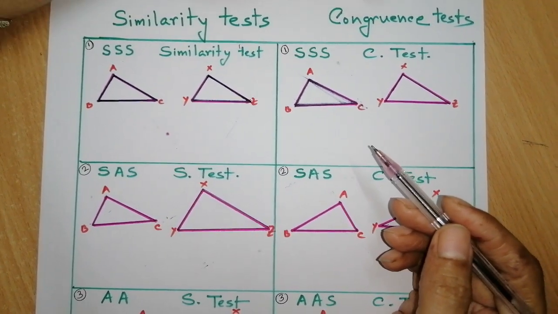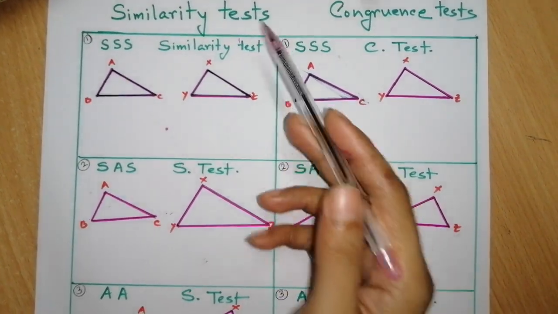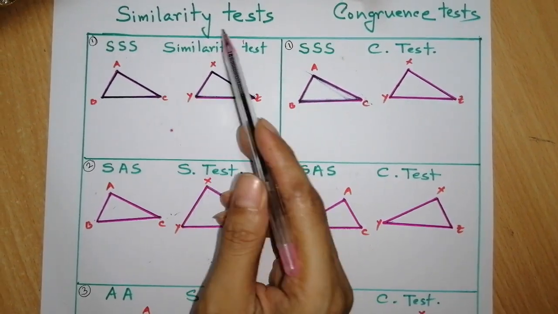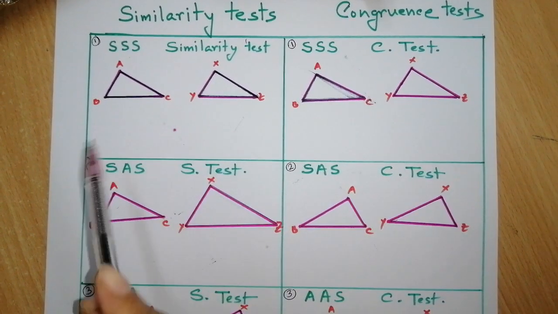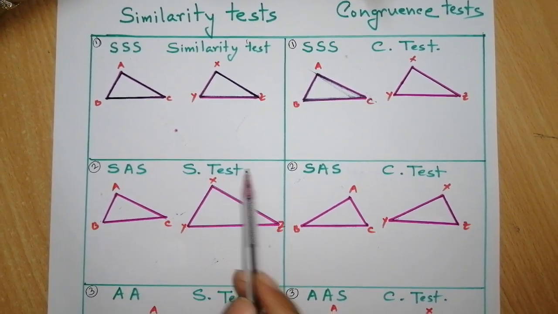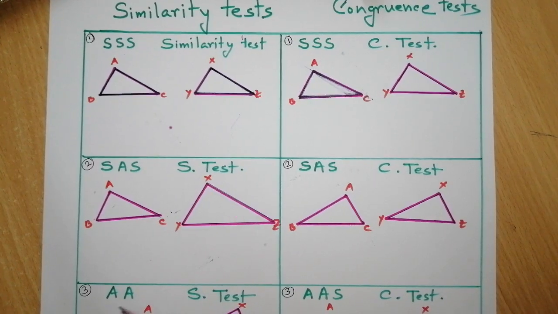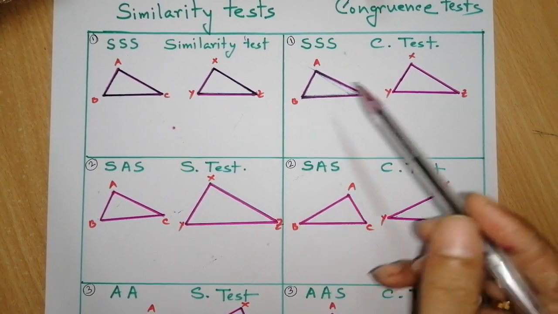I think the concept is clear. Now we should go to the similarity tests. There are three ways of similarity tests. Number one, SSS similarity test. Number two, SAS similarity test. And number three, AA similarity test.